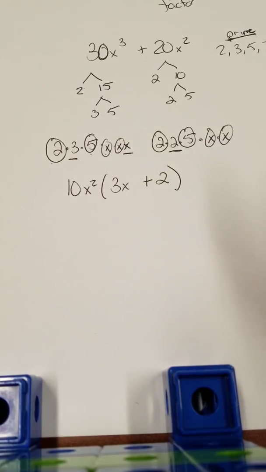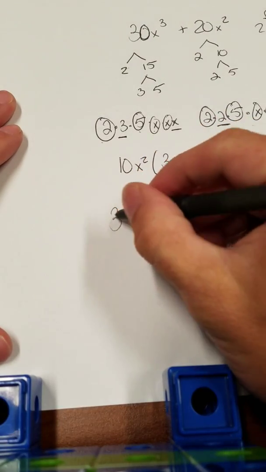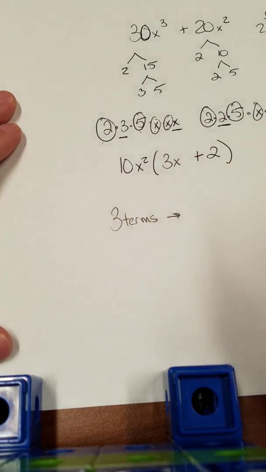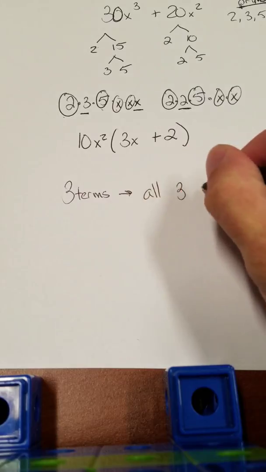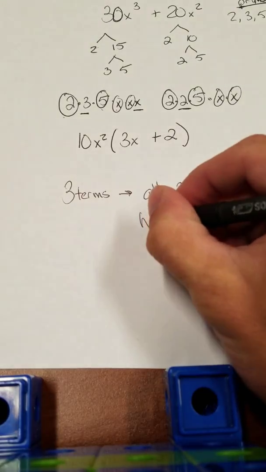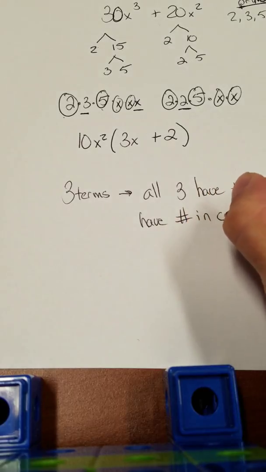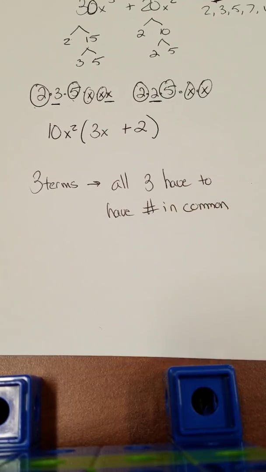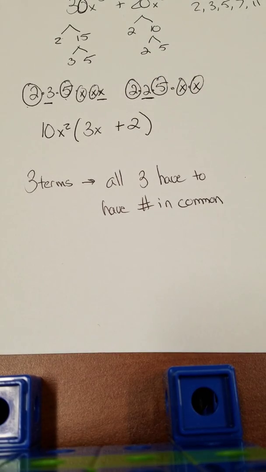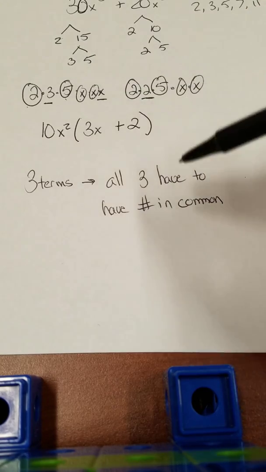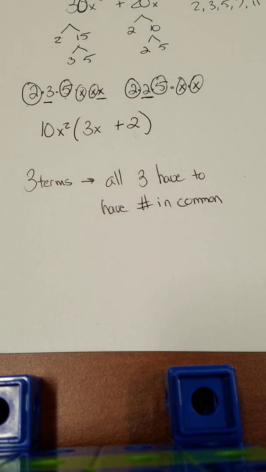If you have 3 terms, and they ask you to factor it, you're going to do the same exact thing, except here's what you're going to have to do. All 3, that's very important. All 3 of them have to have the number in common. So instead of just 2 terms having the number in common, all 3 of them have to. So if you run into a problem that has 3 different things, make sure you do that. So you're going to do this for all 3 numbers. Circle what they have in common, pair them up, pull them out. What's left stays on the inside.